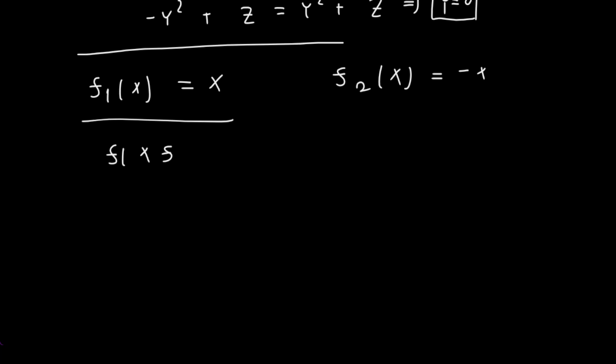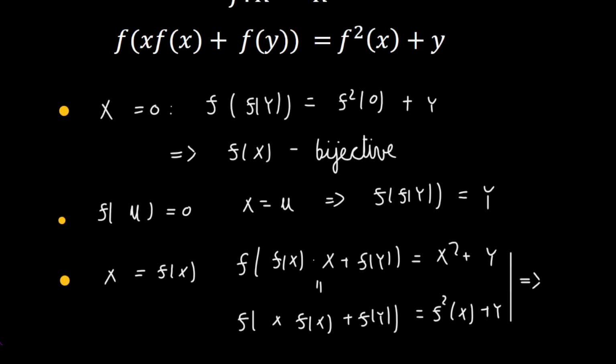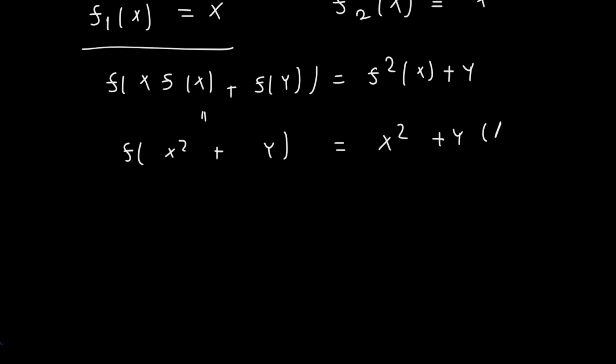So for example, for f1, you will get f1 of x times f1 of x plus y, f squared of x plus y. So here, this one is going to be f of x squared plus y, which is going to be x squared plus y, which is very true. So here is the verification for f1. In an analogous way, f2.